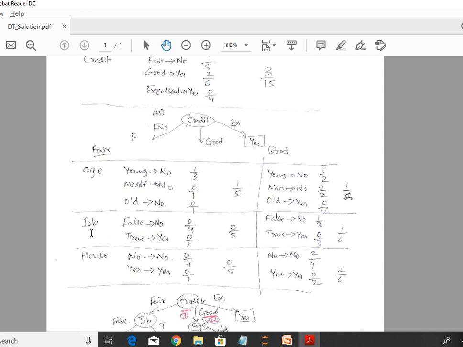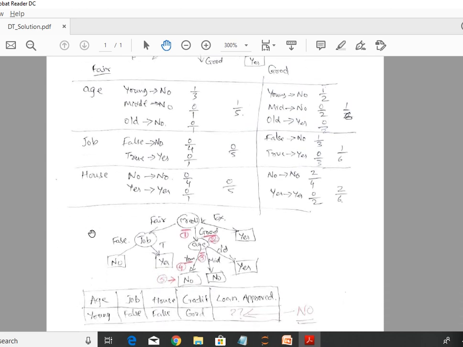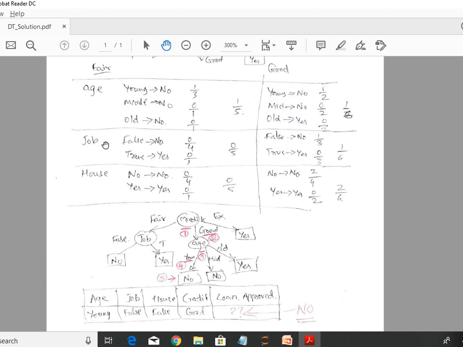Similarly, I will take job and do the analysis. Here I find 0 out of 5. So it worked perfectly fine, which means it will turn out to be a leaf. And house, no error. Next, I am going to select job. Why I have selected job is that even house is having 0.